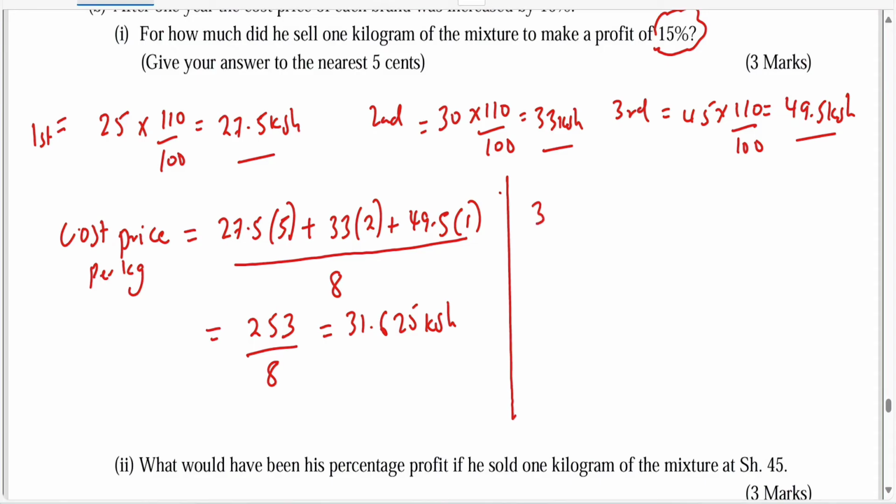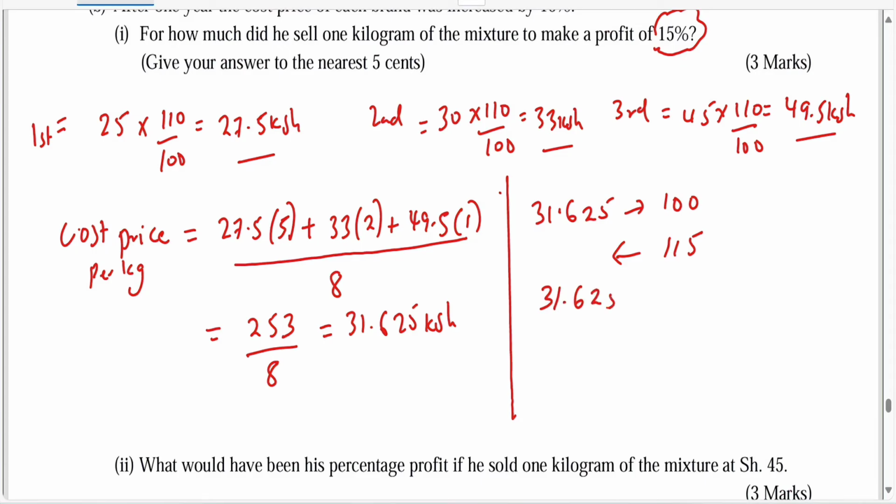So since 31.625 is the cost price and it's sold at 100% and the profit is 15%, so the new selling price should be 115%. Sawa, wewe ulipata kwa 100%. Ukitafuta 15% profit, yamaanisha utachukua ile 100 utaongeza 15 na itakupa 115. Sawa, so basically you're doing the same.